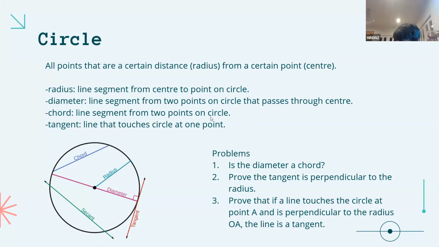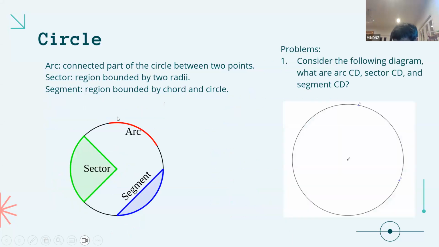Okay, next slide. There's more terminology to do with circles. As we can see, an arc is a part of the circle between 2 points. The sector is like a 2D part of the circle between 2 radii, and a segment is another 2D part, but it's bounded by a straight line in the circle instead of 2 radii in the circle.